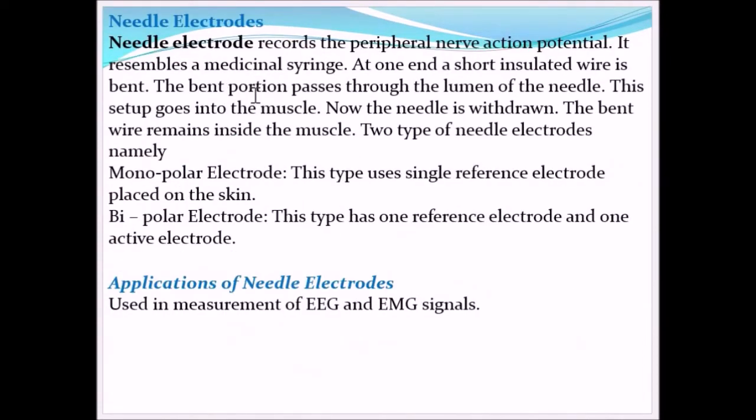Next, the needle electrode. In the previous slide we discussed the micro electrode. The needle electrode is also similar to that, but the size will be in millimeters, whereas that one is in micrometers. These are used to measure the ECG, EEG and EMG.